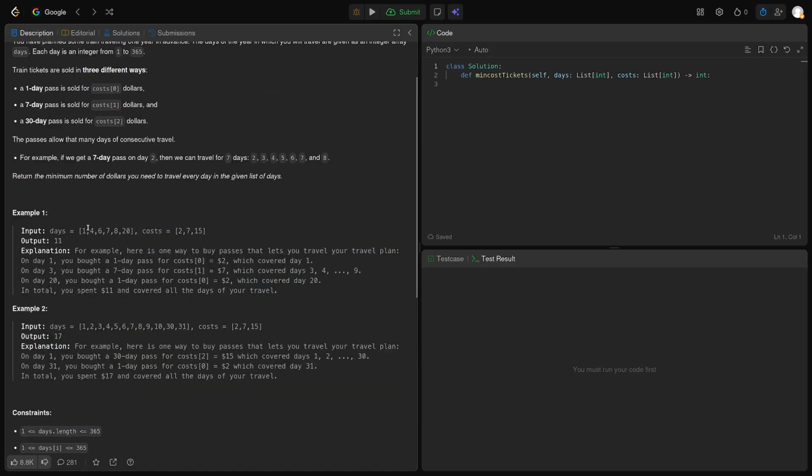So what we can do is mark one here, and then if there is a travel day at dp[i], we can cover it by either of the three passes. I mean, that's the easiest solution, right? So we can cover the day by picking any of these. So dp[i] is cost0 plus dp[i-1], or cost1 plus dp[i-7], or blah blah, right? You get the gist.